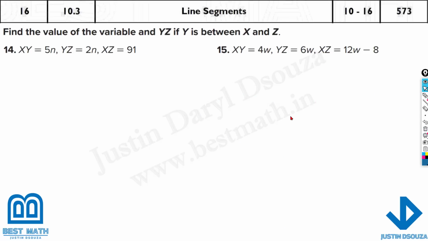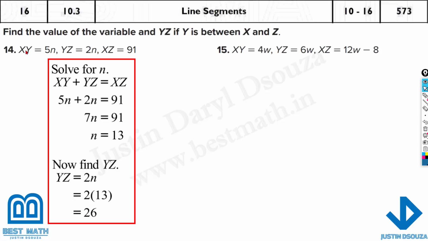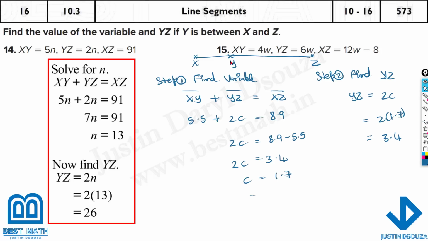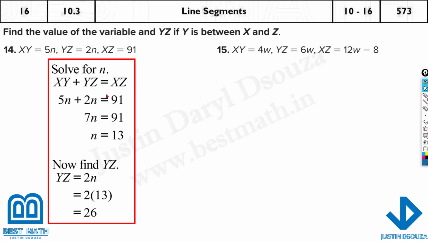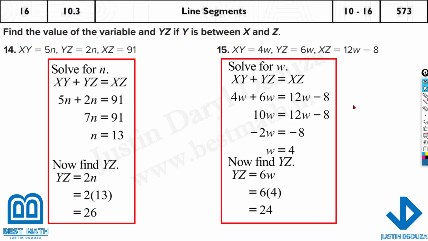Similarly, please do solve the others. Here, I'll just go through the solutions. We have to add XY and YZ. Why? Because Y is in between X and Z. And when you add them up, it'll be equal to XZ. So substitute all the values. That's 5n plus 2n equals 91. Add them up over here. The left side, 7n equals 91. n is 13. 7 times 13 is 91. And same thing, once you find the n, substitute back over here and you can get the answer 26. Similarly, do this over here and then you can check the step-by-step solution that's over here.